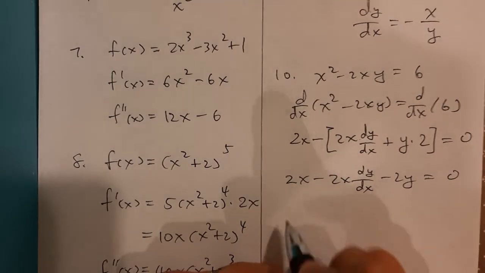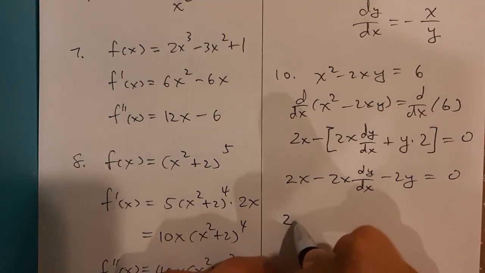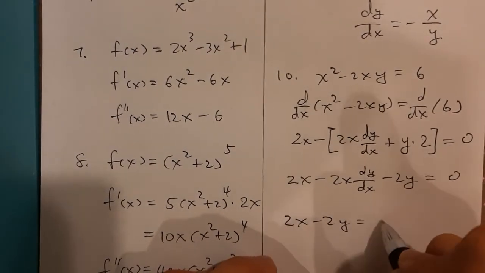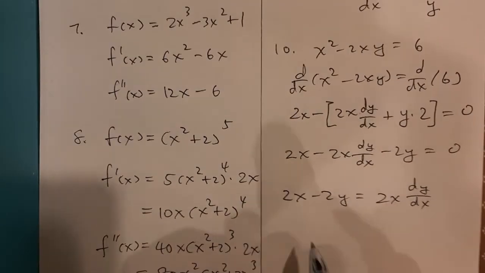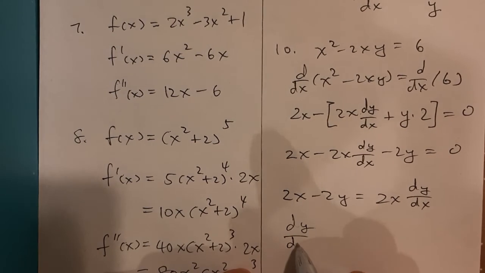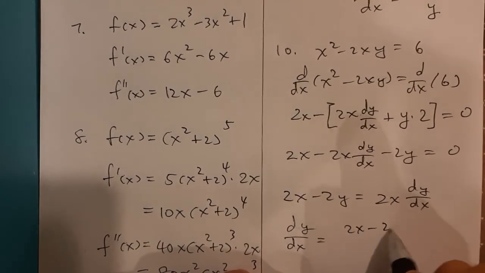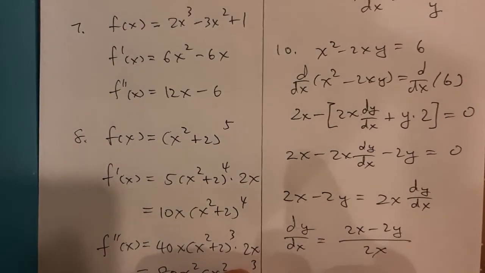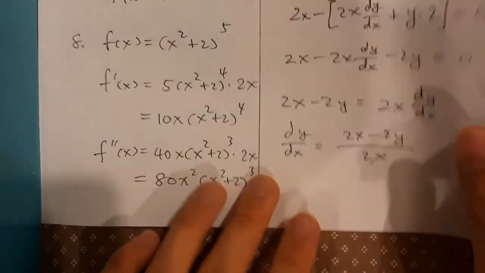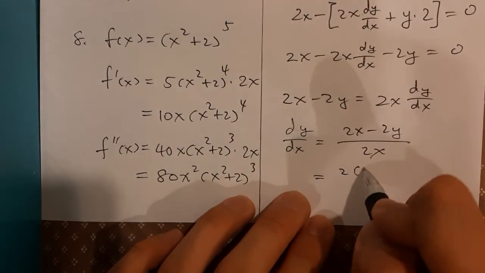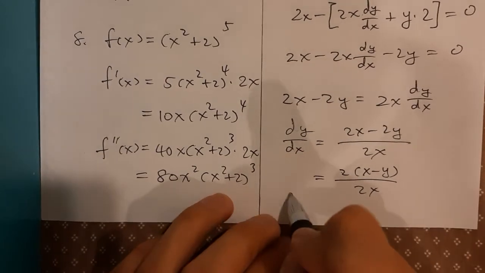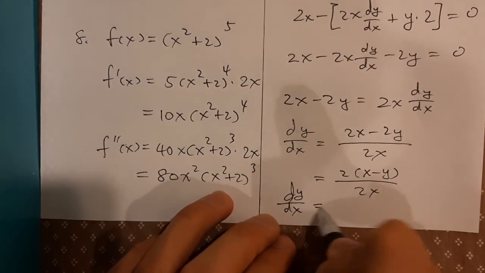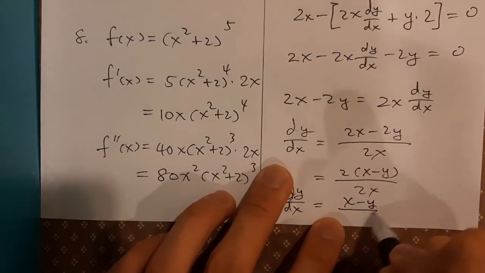So solving, we have 2x minus 2y equals 2x dy dx. Then we solve to get dy dx equals 2x minus 2y over 2x. Factor out the 2. And that will give us dy dx equals x minus y over x.